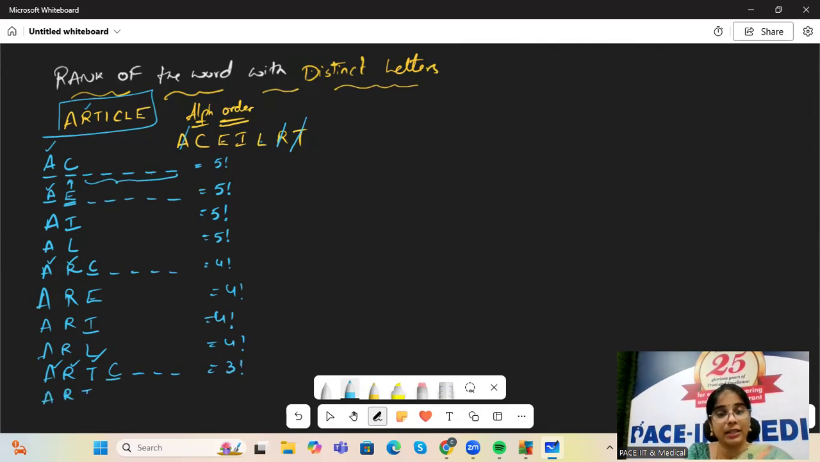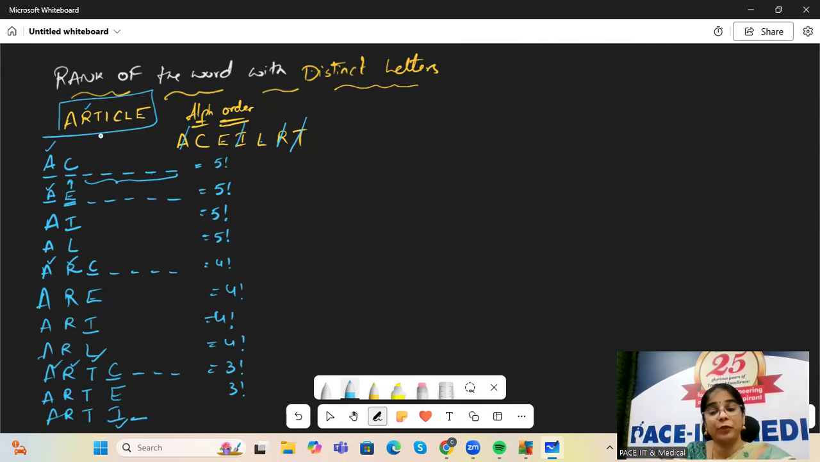Now again, ART fix on them. Next, after C, I'll be getting E, which I don't want. Again, another 3 factorial. Now comes ART with after E, I. Yes, I do want I, isn't it? ARTI. I want I, fix on that. Remove it from there. Okay. ARTI. Yes, I want all these letters.